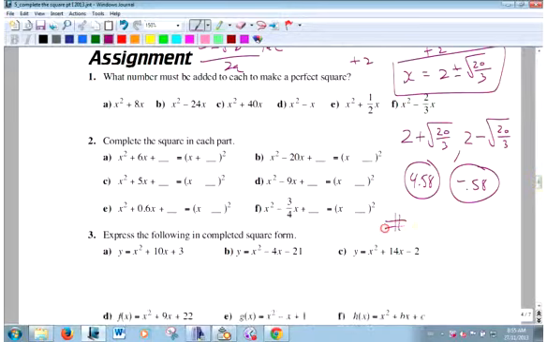So, number 5, just A to E. Yeah, it's 5. That's enough. 7, 9, and 10.